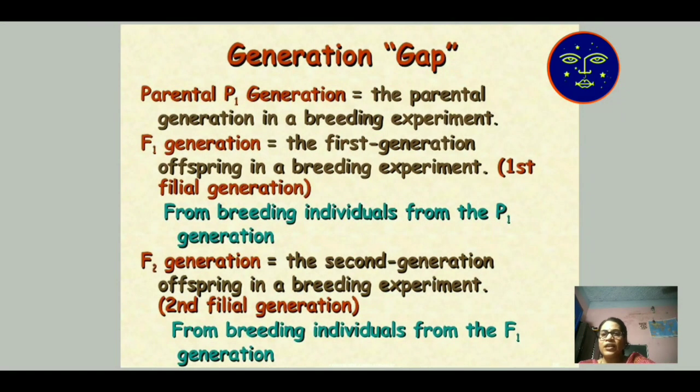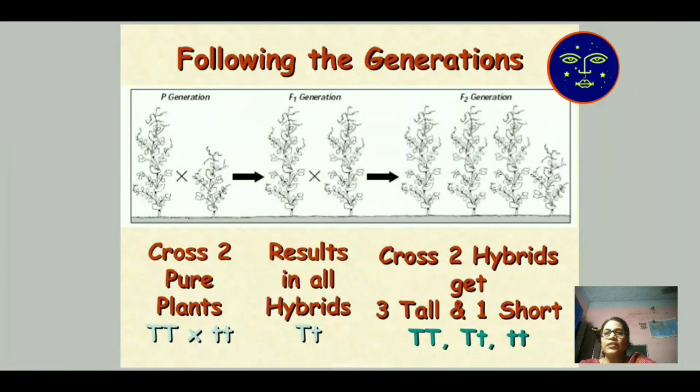Then the generation gap. The parental generation, which was used by Mendel, is symbolized by P1. F1 generation is for the first generation or first crossing, and F2 generation is for the second generation. Here is the result. Crosses: capital T crosses with small t. The pure plant height: capital T for the dominating character, small t for the recessive character.